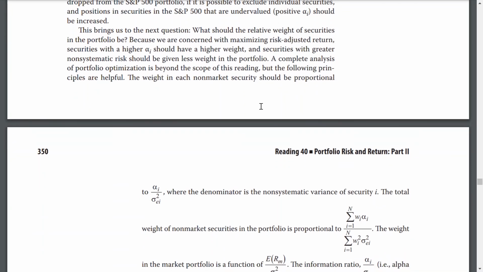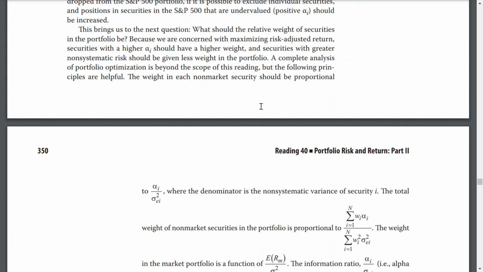This brings us to the next question: what should the relative weight of securities in a portfolio be? And that's calculated with these equations.